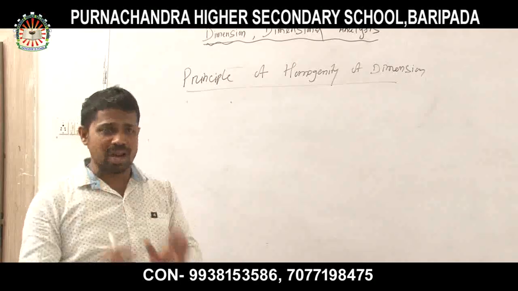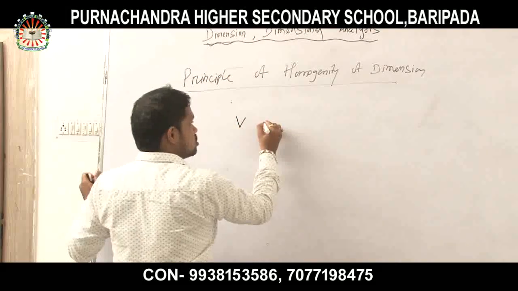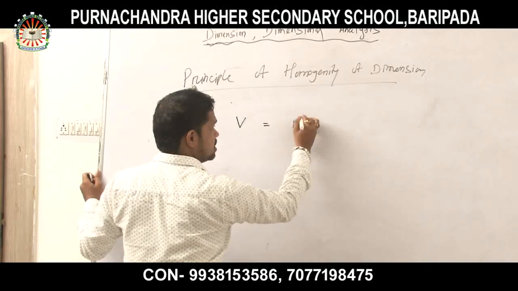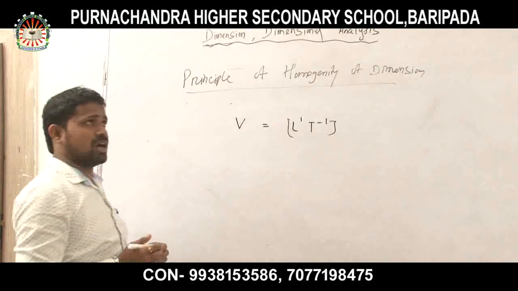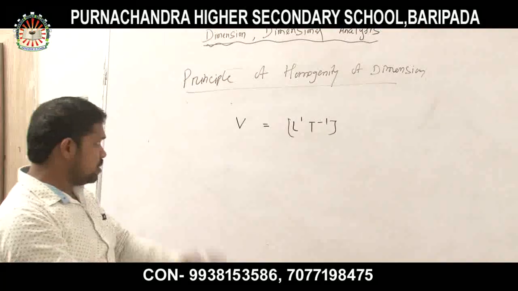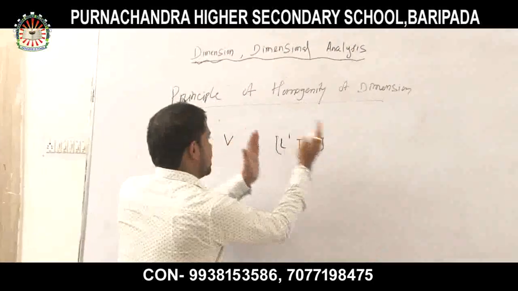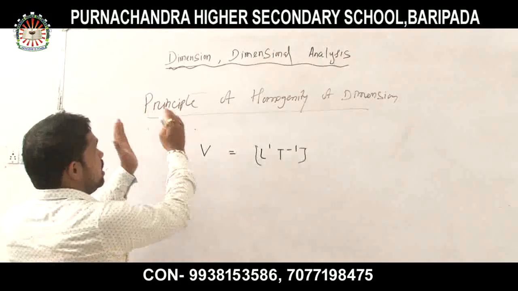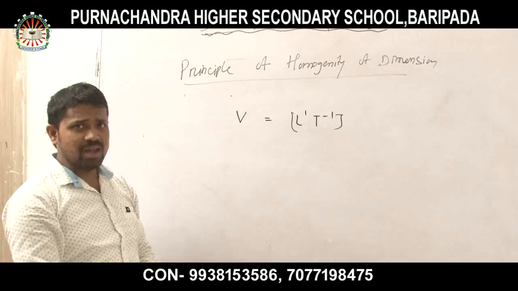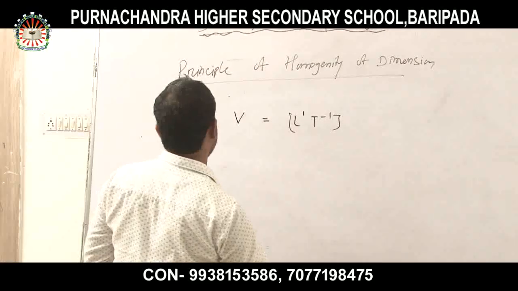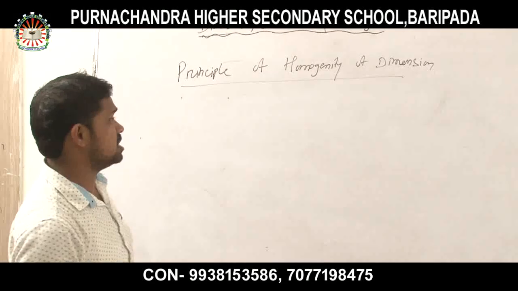in a dimensional formula, let us take an example. Suppose a dimensional formula is your velocity v. So v is equal to, I find out that it is L^1 T^-1. So this is your dimensional formula or dimensional equation. In this equation, if the dimension of the LHS part and the dimension of the RHS part are the same, then it is the principle of homogeneity of dimensions. Now what are the applications of the principle of homogeneity of dimensions or dimensional analysis? The applications are very important.